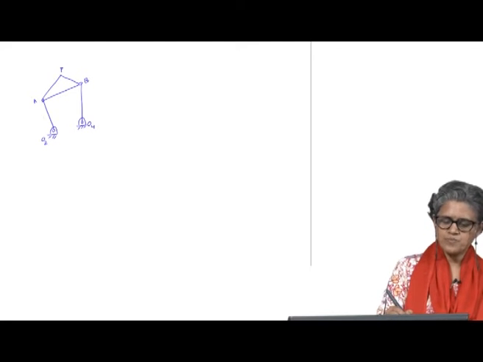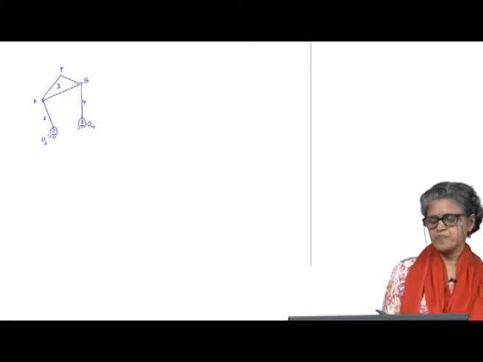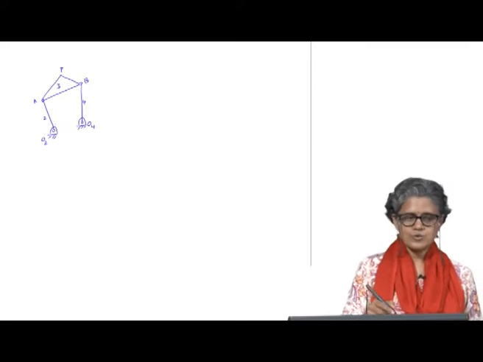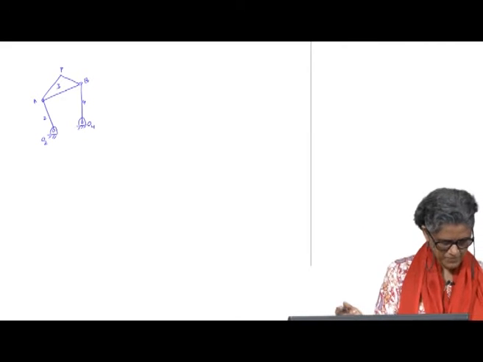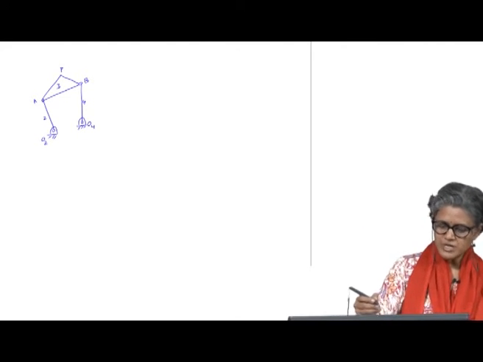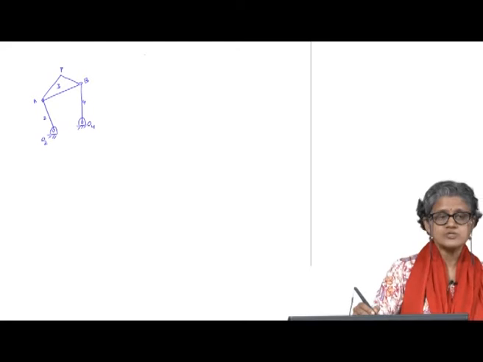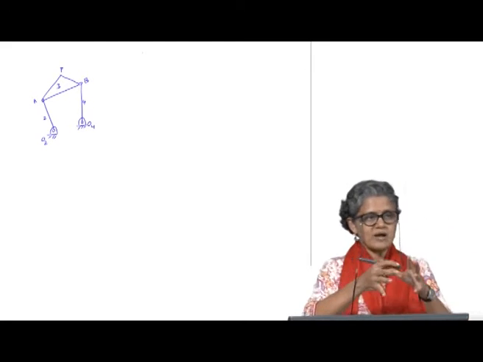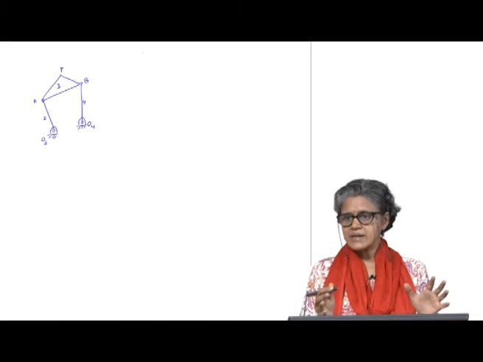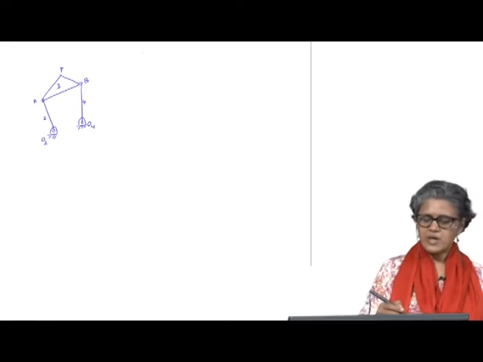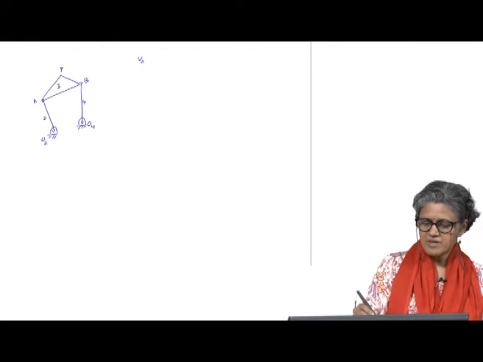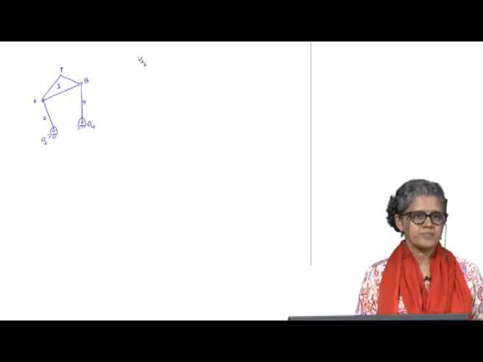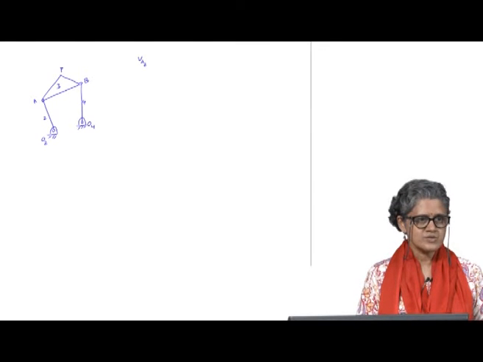So, if this is linked to 2, 3, 4, O2 is the fixed pivot for link 2, O4 is the fixed pivot for link 4. We will also denote, when I talk about a particular point, I will also indicate which body it is on, because now you have multiple interconnected bodies. So, when I talk about the velocity of A, I will talk about the velocity of A on body 2, that will be the notation that I use.